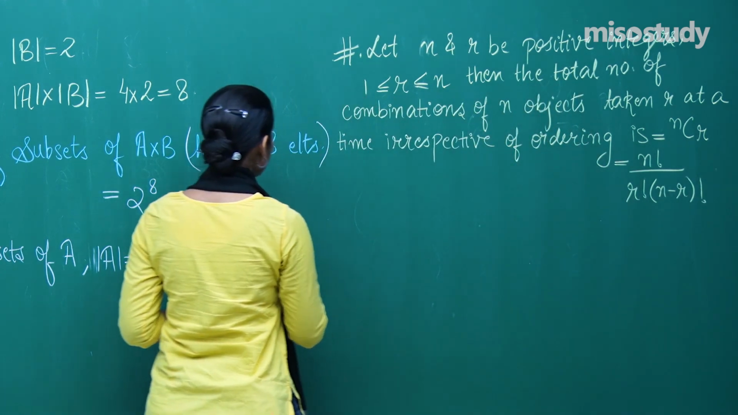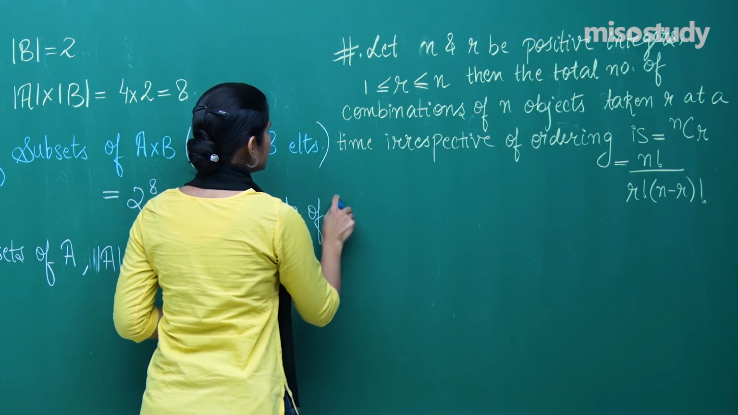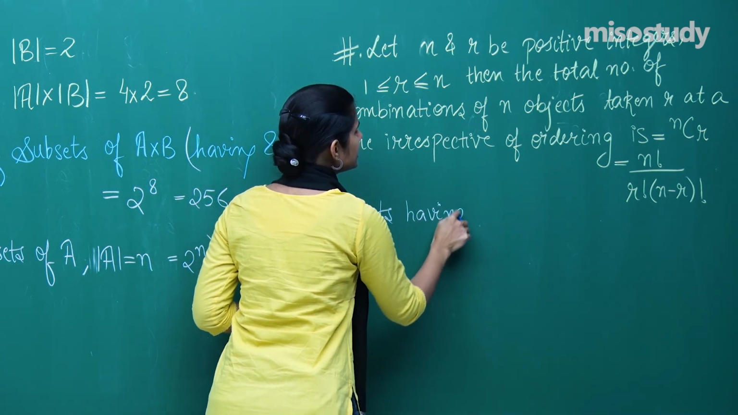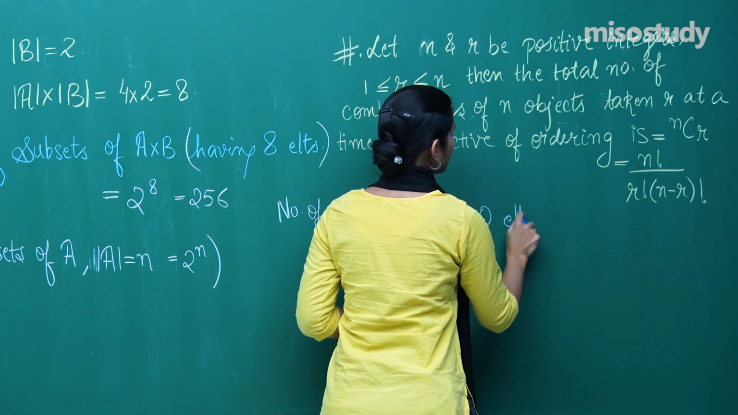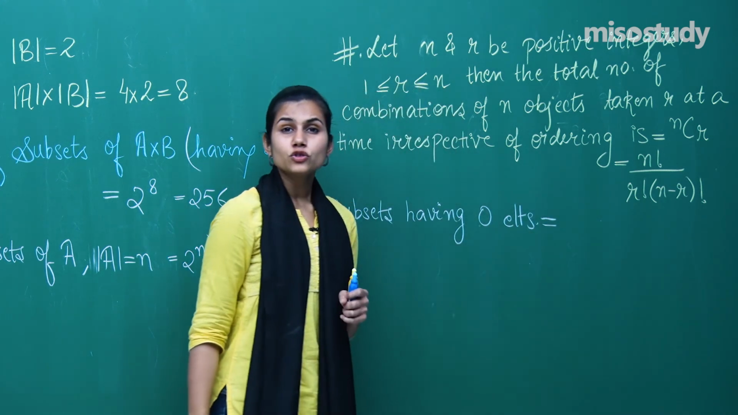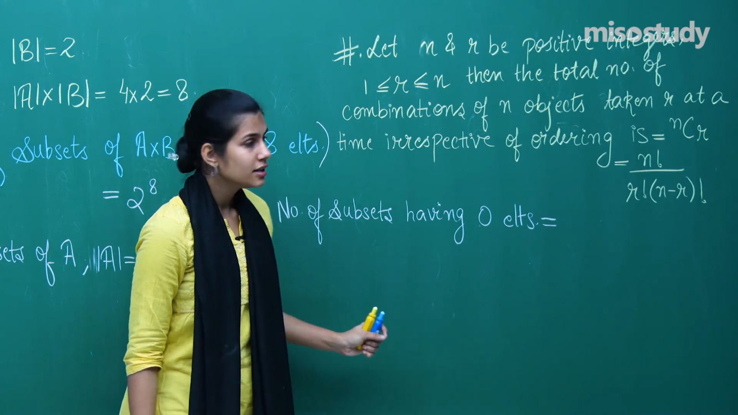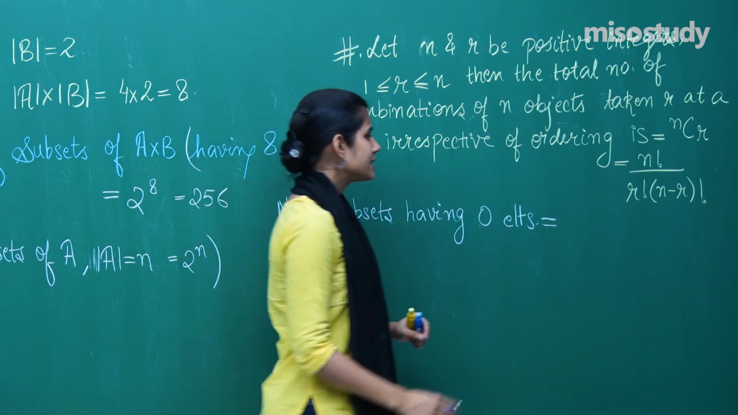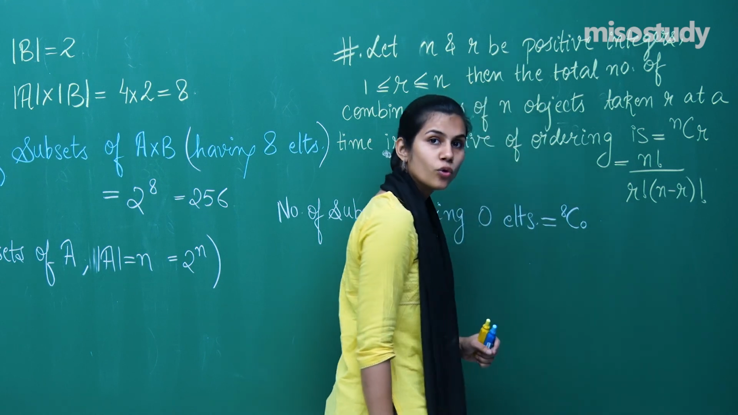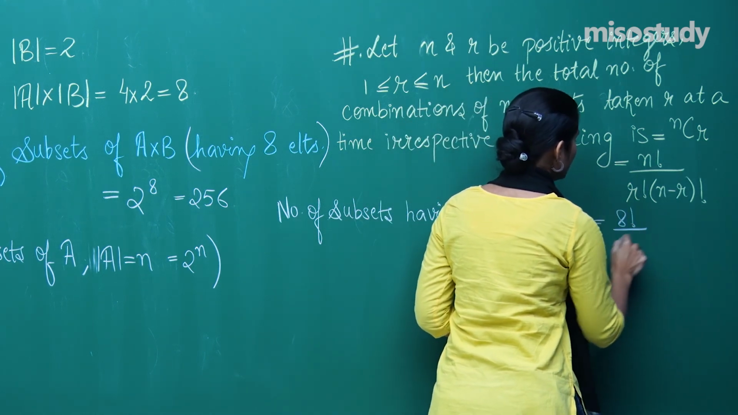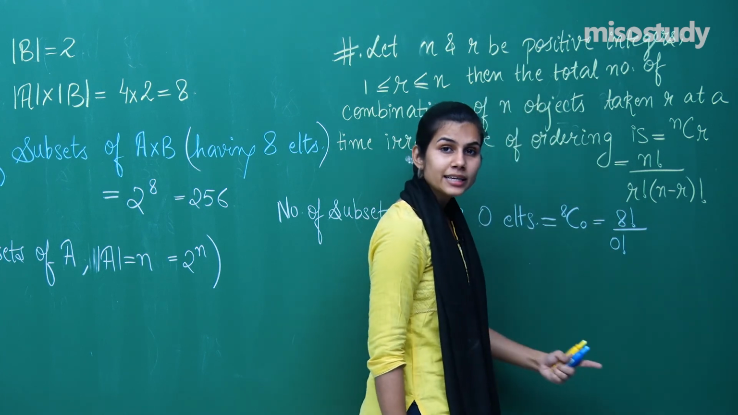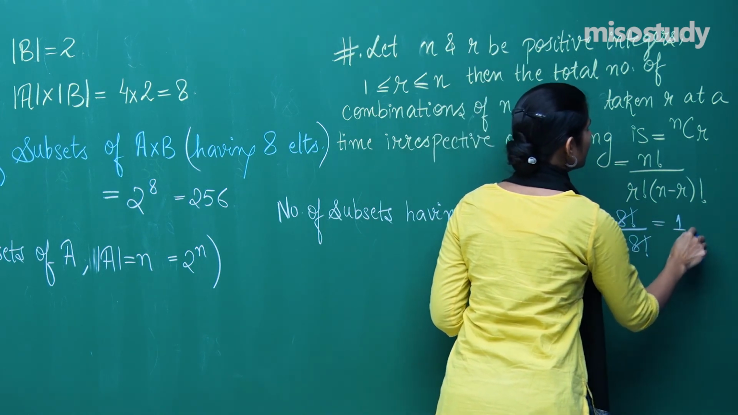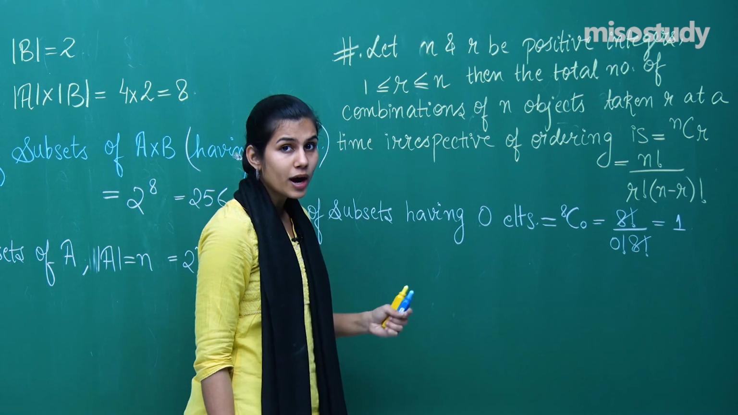So, over here, if I want to find the number of subsets of A cross B having 0 elements, this means I want to make all the combinations of 8 elements sitting inside A cross B taken 0 at a time, and that is nothing but 8C0, which is 8 factorial upon 0 factorial into 8 minus 0 factorial, which is again 8 factorial. This gives me 1, because 0 factorial is also 1.